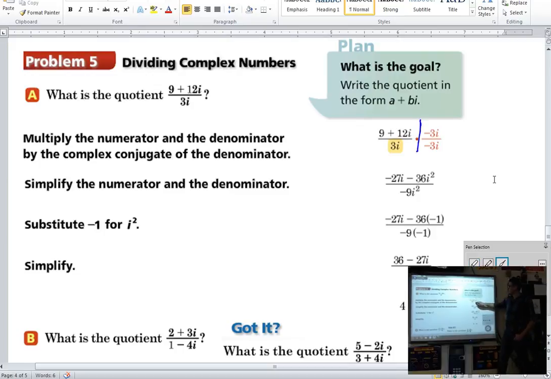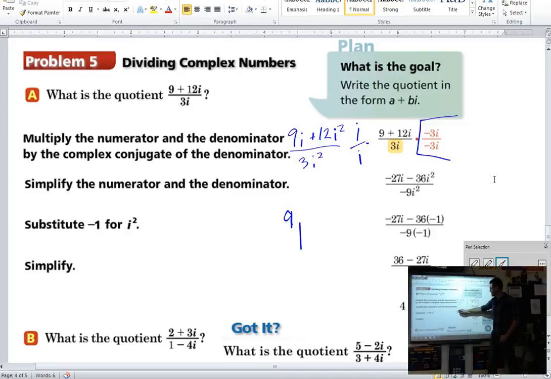So if we didn't do this, and instead did i over i, this would become 9i plus 12i squared over 3i squared. Because i squared turns into -1. If we keep processing through this, we get 9i minus 12, and then it works out.